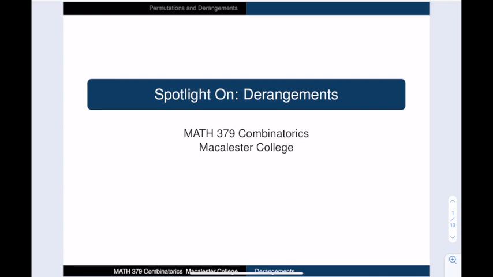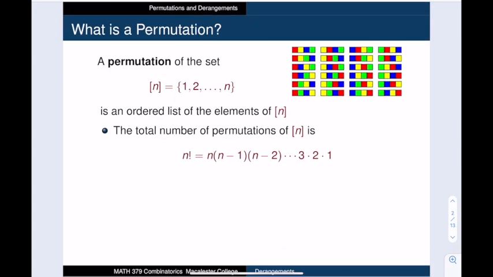This is our second of two spotlight videos to communicate the flavor of enumerative combinatorics, so don't worry if you don't follow every single detail. Let's start with a refresher on permutations. A permutation of the set consisting of the elements 1, 2, 3, all the way up to n is an ordered list of those elements.